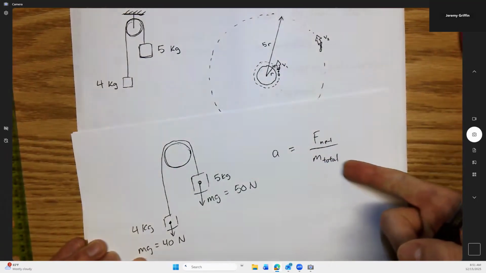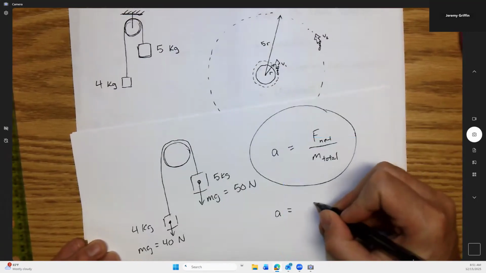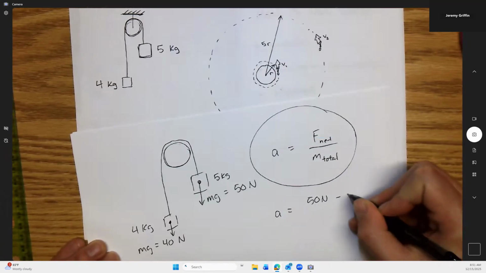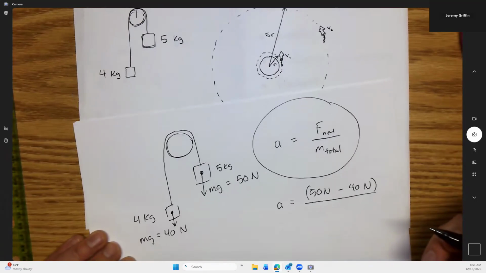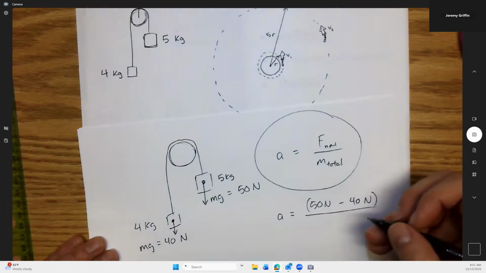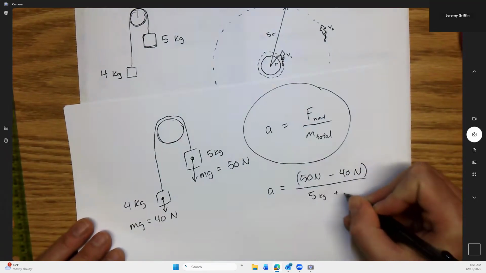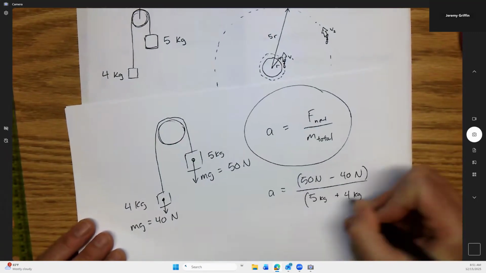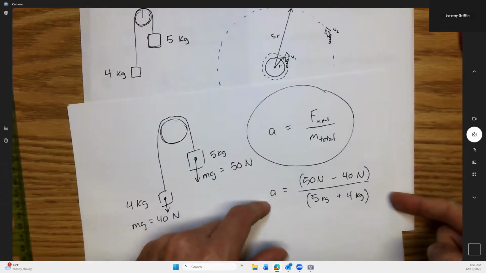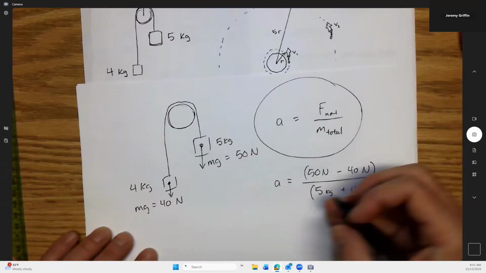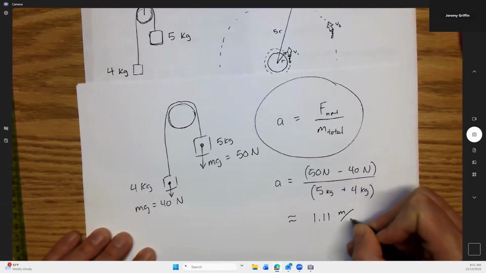So acceleration is net force over total mass. There's Newton's second law of motion right there. You said take 50 minus 40 newtons, and how much mass is being moved around? 4 plus 5, so 5 kilograms plus 4 kilograms. You guys know force is a vector, mass is a scalar. You should get about 1.11 meters per second squared out of that.